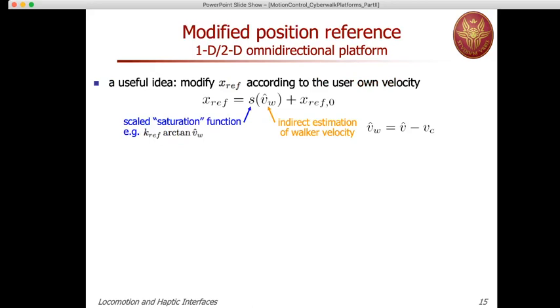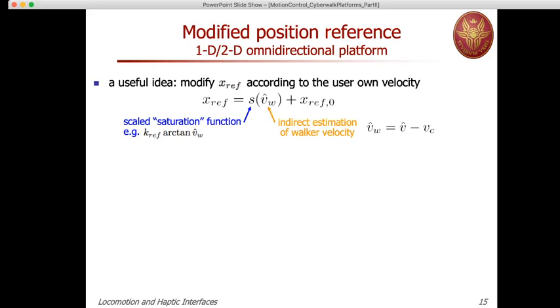So what is missing now? How do we choose the reference position? Now, I said, in principle, we could have a reference placed at the center of our platform. In the 1D case, this is at the center of the long treadmill. So if you have a treadmill 5 meters long, at 2.5 you set your zero, and this will be the point where you would like to bring back your user. This would be the x ref zero, in a sense.